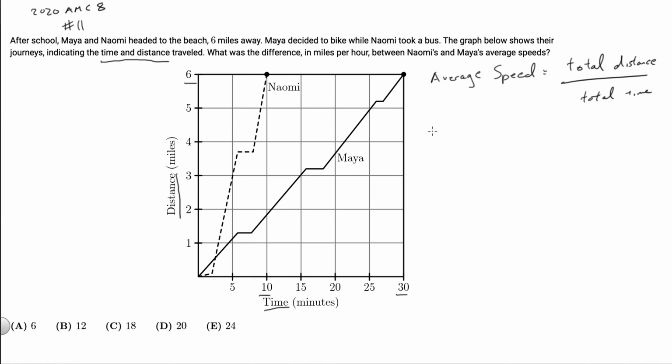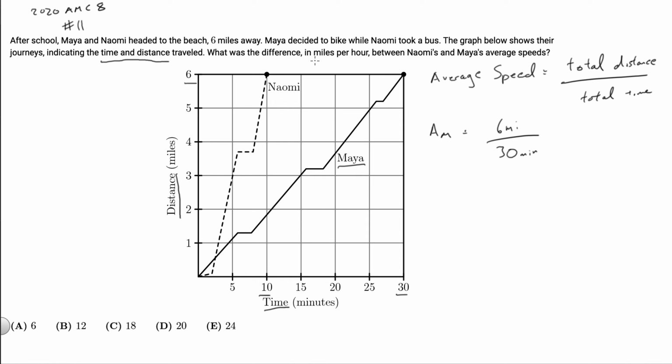So let's start with Maya's average speed. So average speed of Maya, so A sub m, is equal to the total distance, which is 6 miles, divided by the total time. So for Maya, she took 30 minutes to get there.